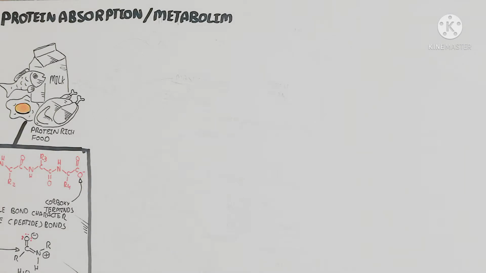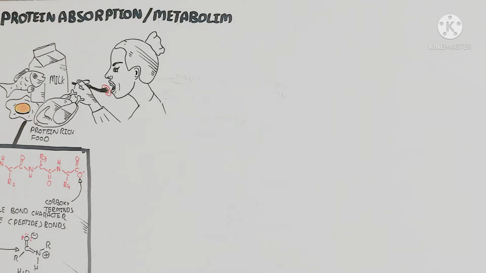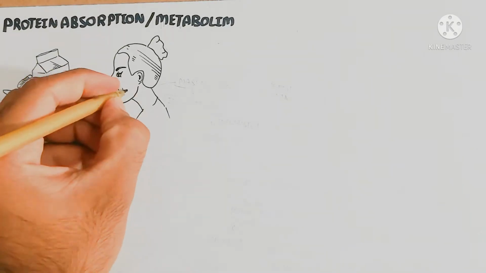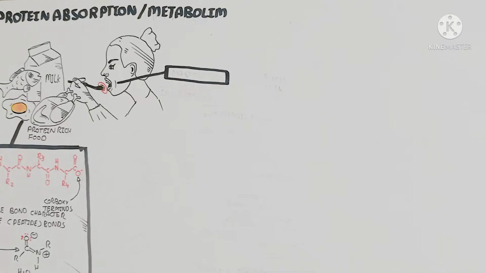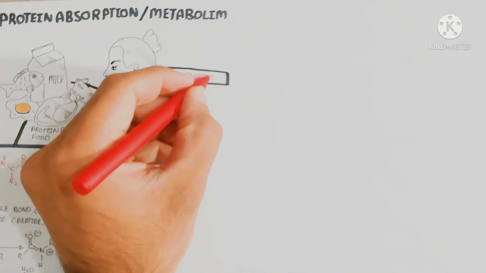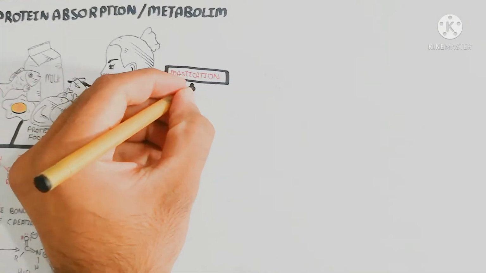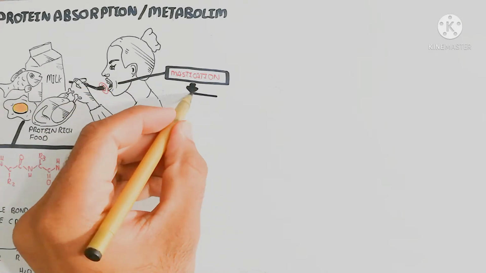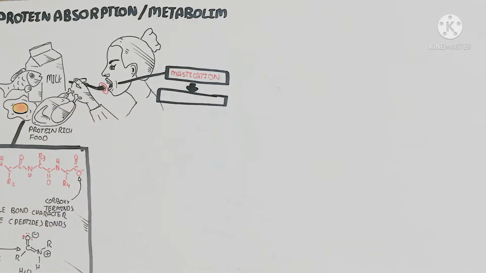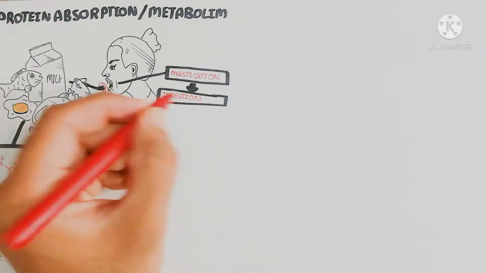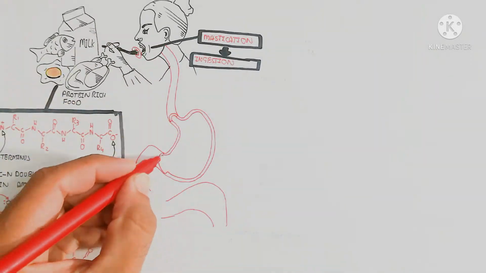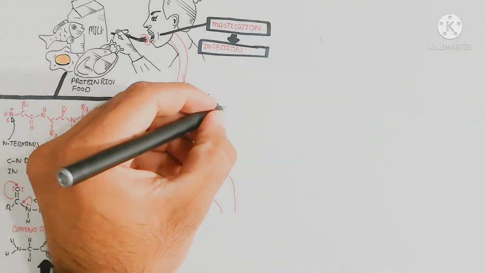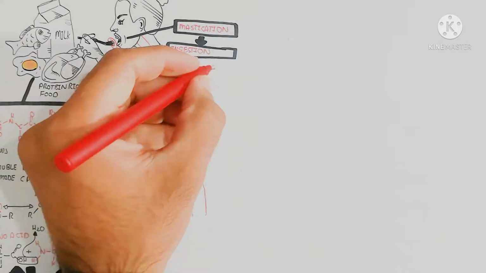Here we will discuss the digestion of protein during eating. Mastication occurs first. During mastication, lubrication of the food occurs, and the salivary glands and parotid gland produce secretions that mix into the protein. Then ingestion occurs, and peristaltic movement moves the food into the stomach.